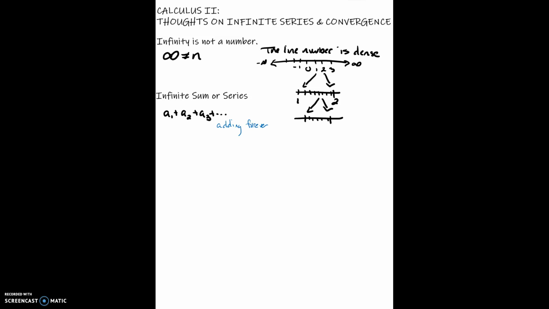Now, if the sequence of numbers is getting larger, the first term is smaller than the second term, which is smaller than the third term, and they simply keep getting bigger, the values we add are getting bigger, thus our series is getting larger. We call this divergent.